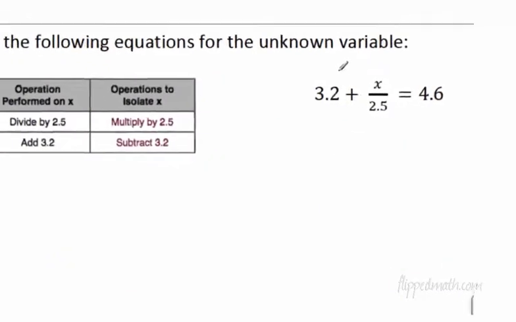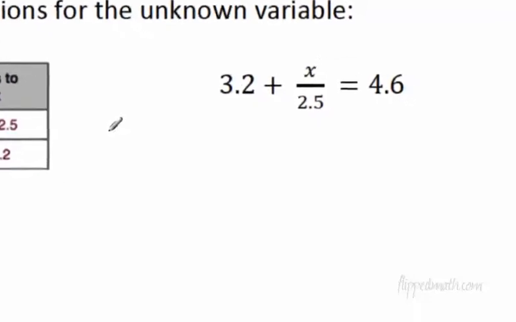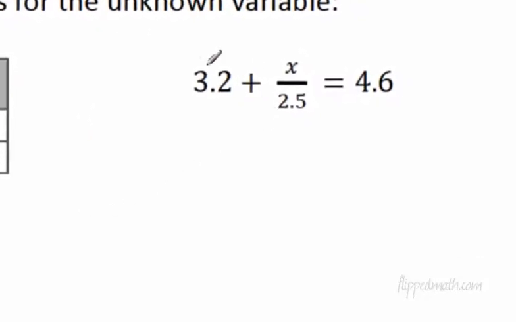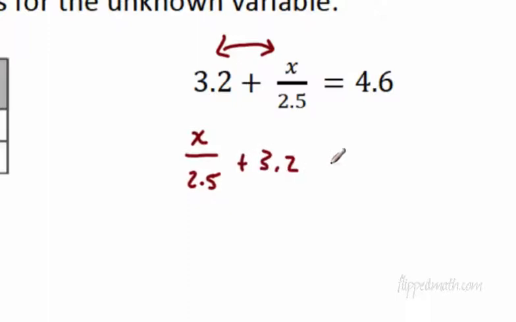Next example is pretty close to the other example, except here we have the 3.2 in front. And you know that we can switch the order right here. The order that we add does not matter. Commutative property of addition. So I'm going to rewrite this equation first. I'm going to write it as x divided by 2.5 plus 3.2. All of that equals 4.6.